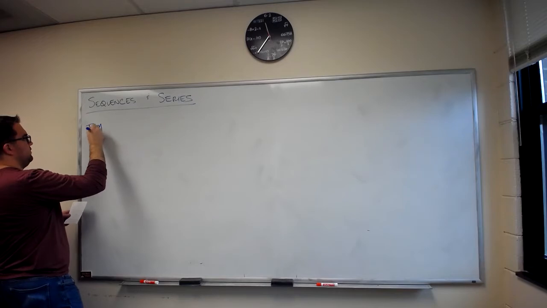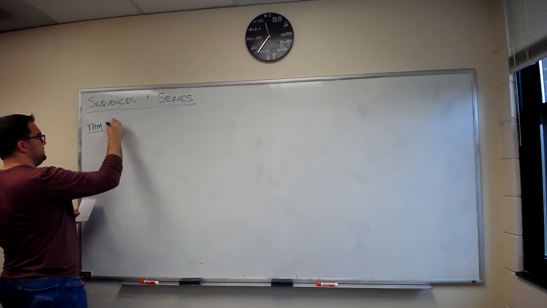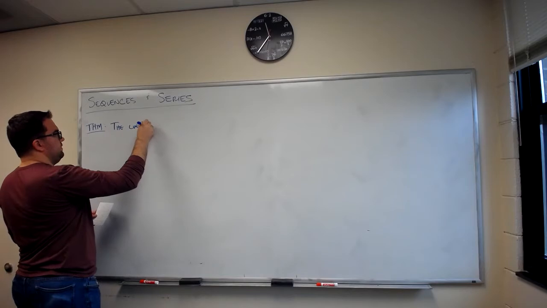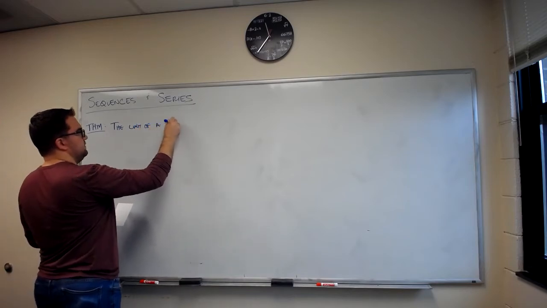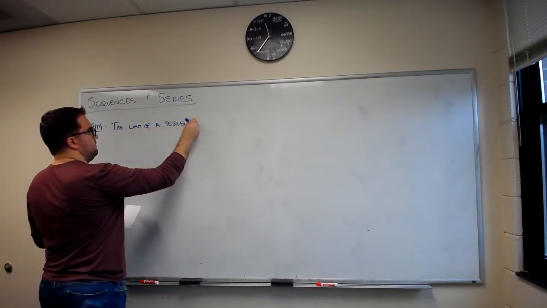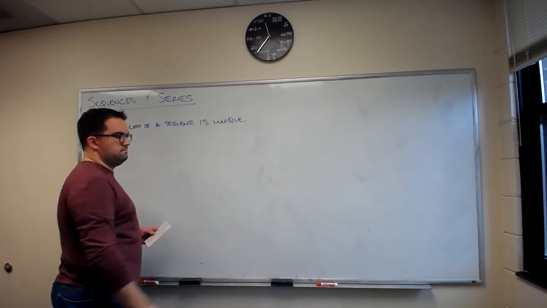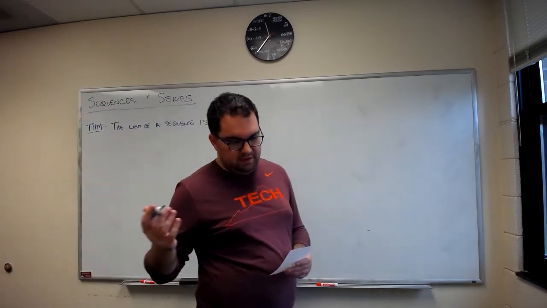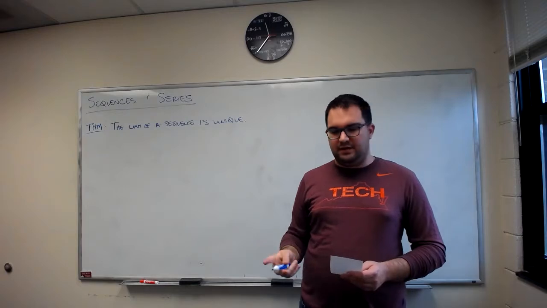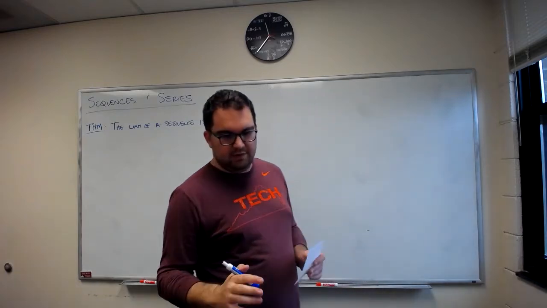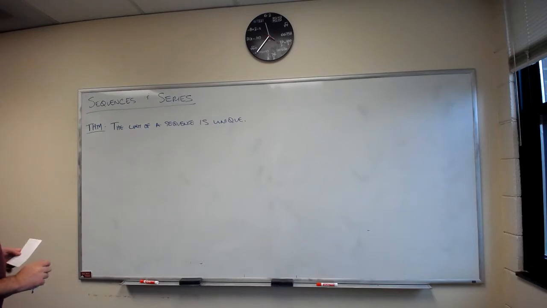So the first theorem is that the limit of a sequence is unique. So if your sequence converges to some limit, it can only converge to one limit. It can't converge to two different limits. That's just not possible. Okay.